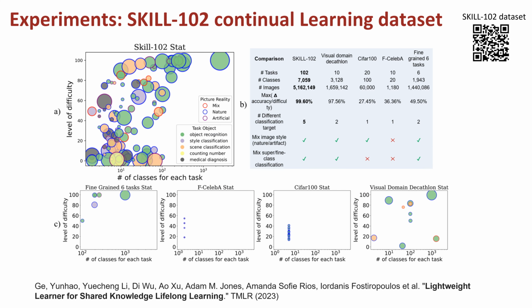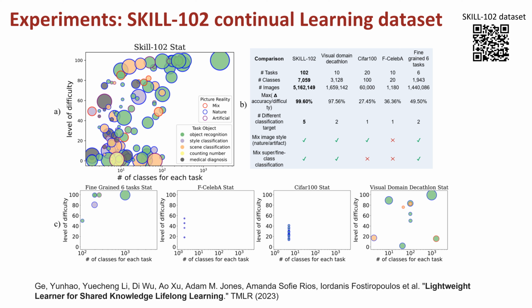We utilize a new dataset known as Scale 102, which is introduced in the paper Lightweight Learning for Shared Knowledge Lifelong Learning. To visualize the characteristics of this dataset, each circle represents a task. The size of the circle indicates the number of images in that task, while the color signifies its objective. For instance, some tasks are geared towards scene understanding, whereas others focus on object counting. The border of the circle reflects the nature of the images. Some may be artificial, like animation, while others are real-life images.